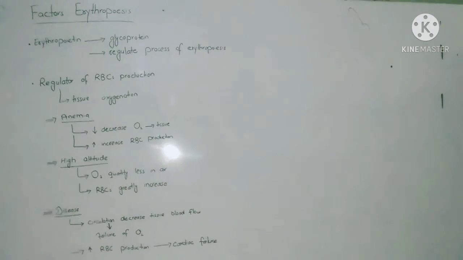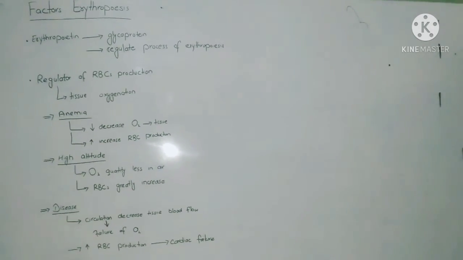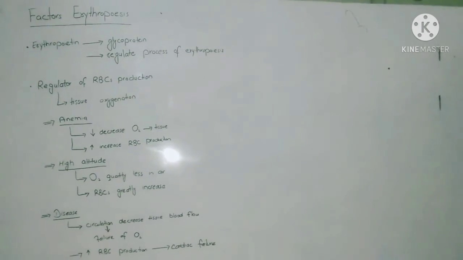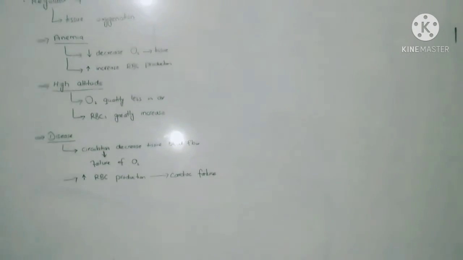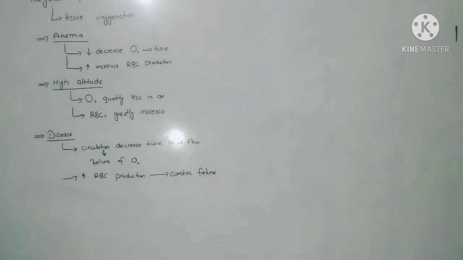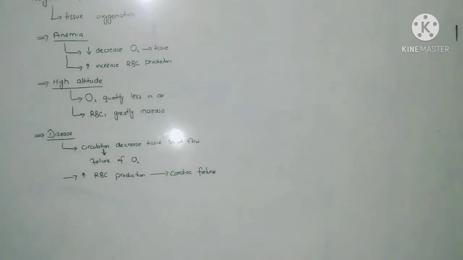Factor of erythropoiesis. Erythropoietin is a glycoprotein that regulates the process of erythropoiesis. Regulation of RBC production. The first one is tissue oxygenation, in which anemia, high altitude and diseases take place. Anemia: when there is a decrease of oxygen in the tissue, there is an increase in RBC production. High altitude: the quantity of oxygen is less in the air, due to this RBCs greatly increase. Disease: circulation decreases tissue blood flow, which leads to failure of oxygen. Thus, the production of RBCs increases and it may lead to cardiac failure.